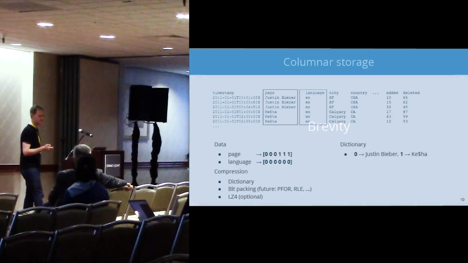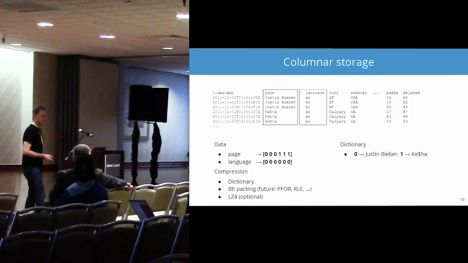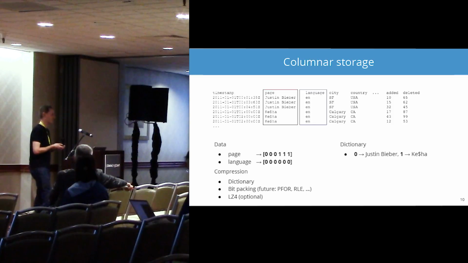So let's talk about the first virtue, brevity. Brevity is about compression. One of the things we do in Druid to get good performance is we compress your data. We compress and index it. So in this part of the talk, I'm going to go into how we compress data in Druid.